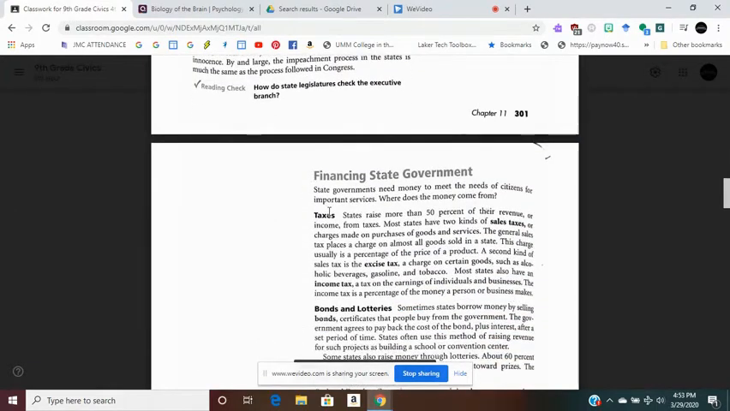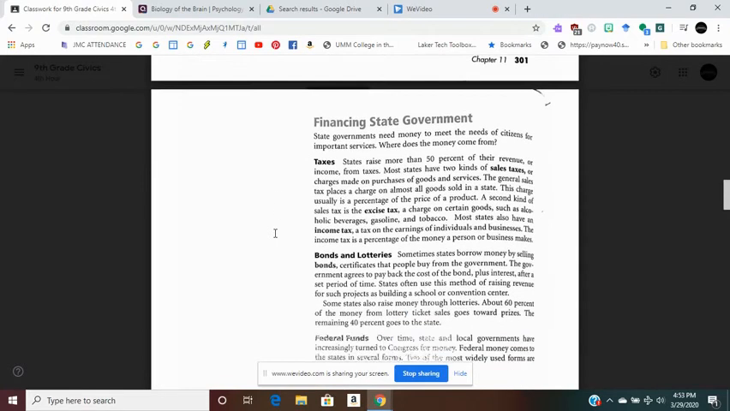State governments need money to meet the needs of citizens for important services. Where does the money come from? Taxes. States raise more than 50% of their revenue or income from taxes. Most states have two kinds of sales taxes or charges made on purchases of goods sold in a state. This charge usually is a percentage of the price of a product.